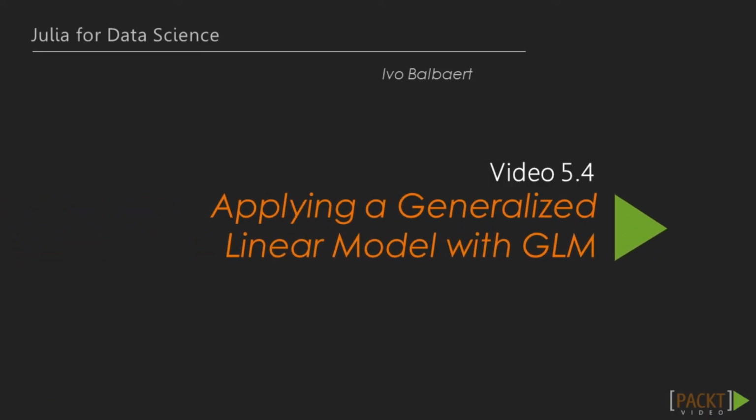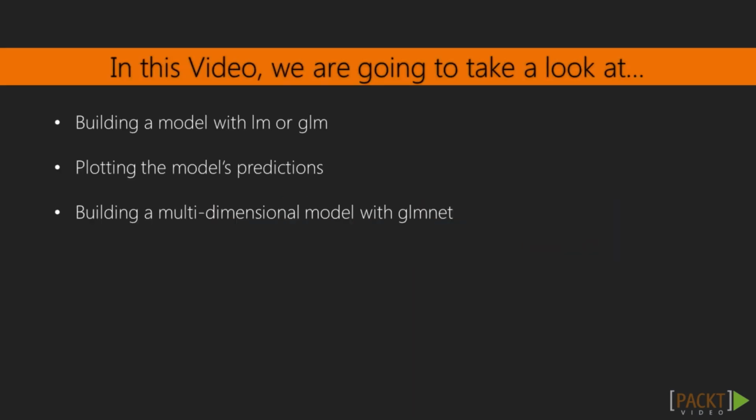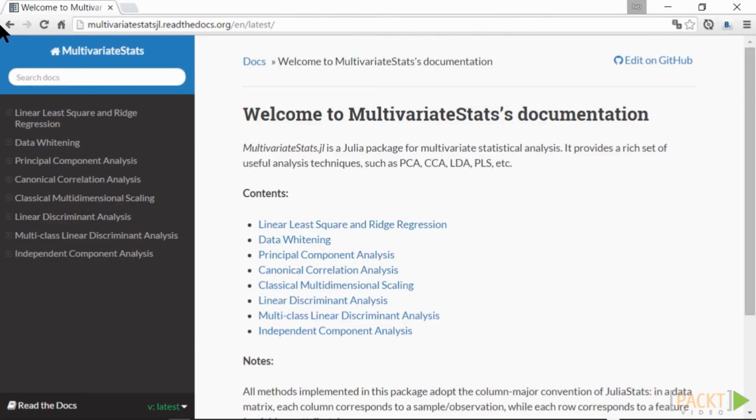In the previous video, we looked at training and testing a decision tree model. In this video, we're going to take a look at regression techniques, more specifically using a generalized linear model. Regression methods are supervised learning models that deliver a numerical relationship between the independent variables, the features, and the dependent variables, the labels or targets. They also give us a measure of how strong this relationship is.